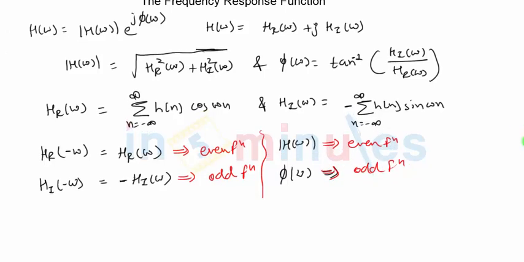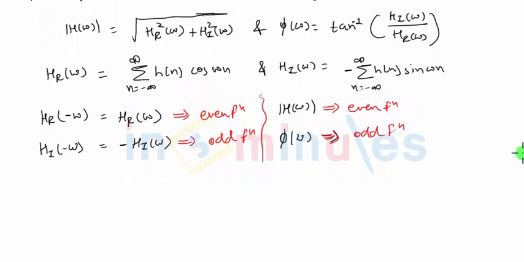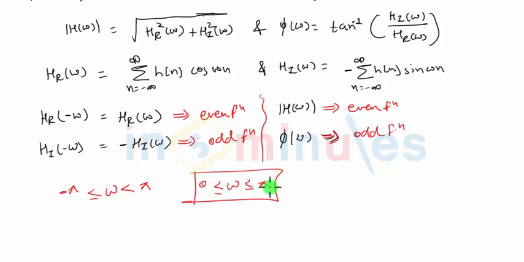Now if that is the case, what is the final conclusion? The final conclusion is that the range of omega that we have taken is from minus pi to plus pi. What do we mean by even and odd function? The fact that mod H of omega is an even function and phi of omega is an odd function means all we should know is mod H of omega and phi of omega for the range of omega from 0 to pi. That's it. If I know these two functions from 0 to pi, then I also know these two functions from minus pi to 0. That's because of this even and odd symmetry that we have.